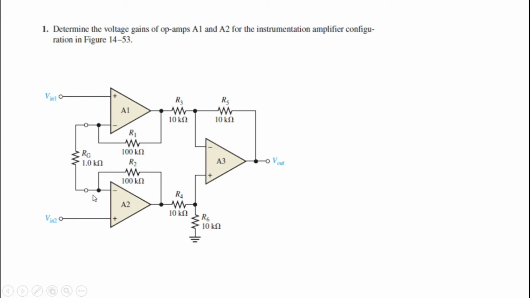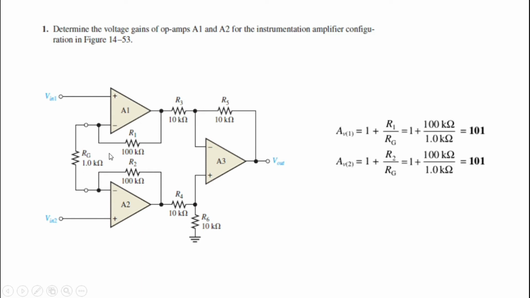If you see closely, this particular op-amp circuit, from here, here, and here, is a non-inverting amplifier. And if you see A2, again it is a non-inverting amplifier. So the gains for A1 and A2 are given by 1 plus R1 upon RG. That's the gain for A1. The gain for A2 is given by 1 plus R2 upon RG.